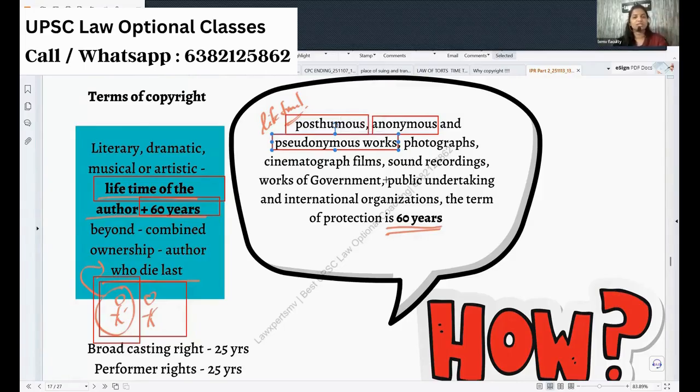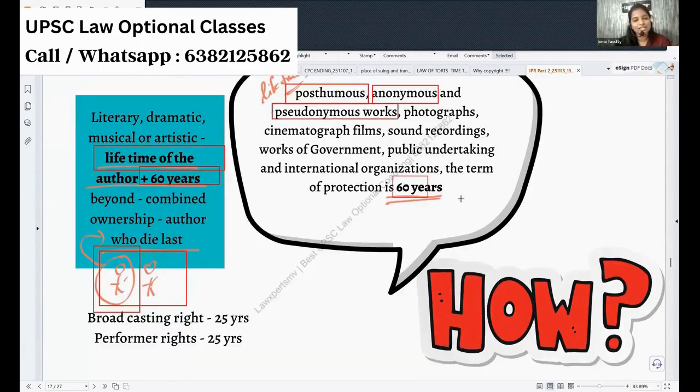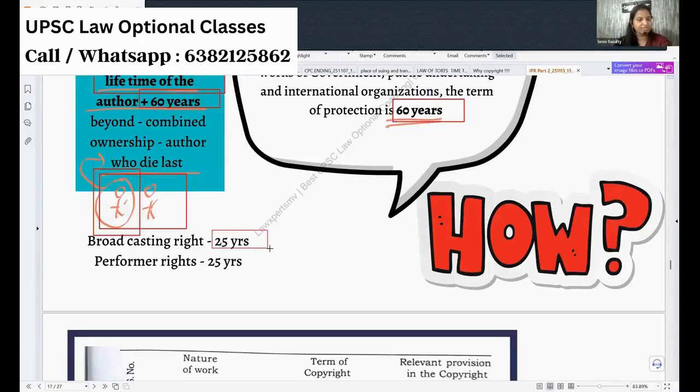If it is posthumous and all those things, how will you calculate the lifetime? The author itself is not known. How will you know the lifetime of the author? When he is dead, then calculate the 60 years. So you let go of the lifetime and calculate only the 60 years from when it is known to the world. Supposedly the painting is known today. For 60 years, you cannot copy it. After 60 years, no copyright. Okay, that's it. Now coming to broadcasting right, it is for 25 years.